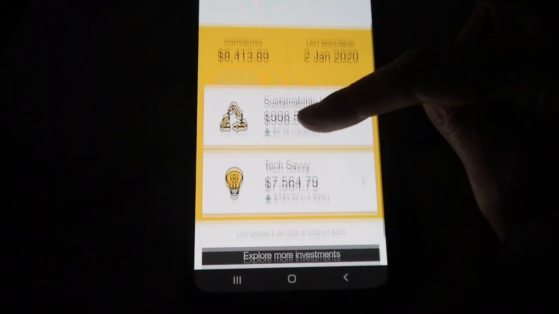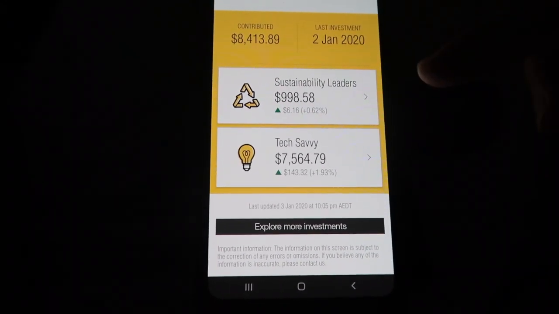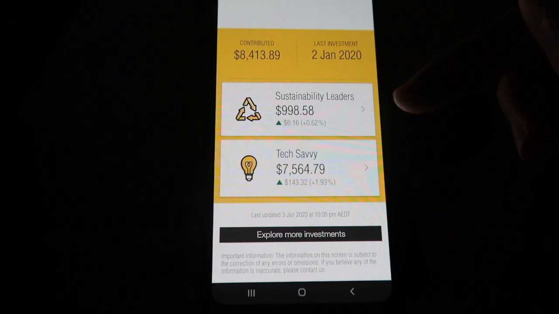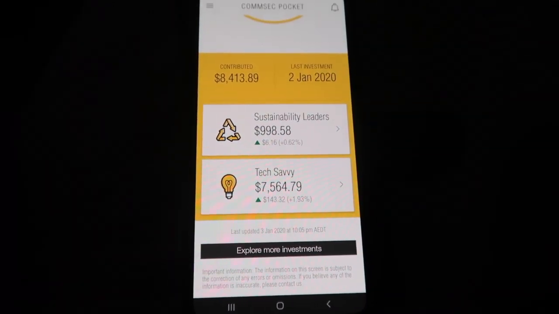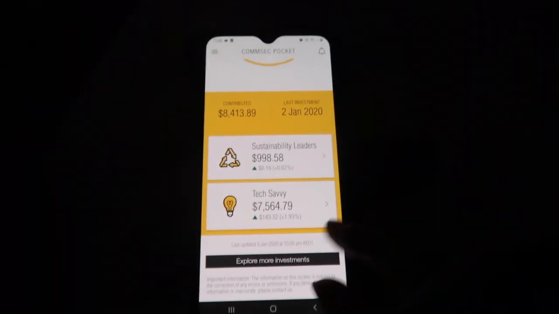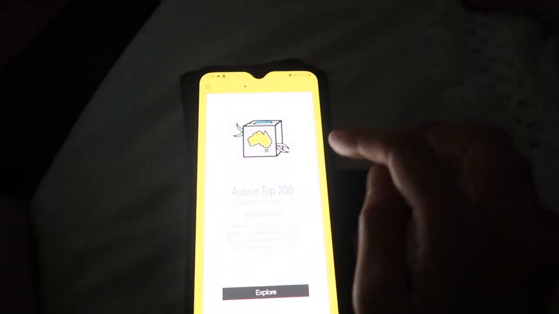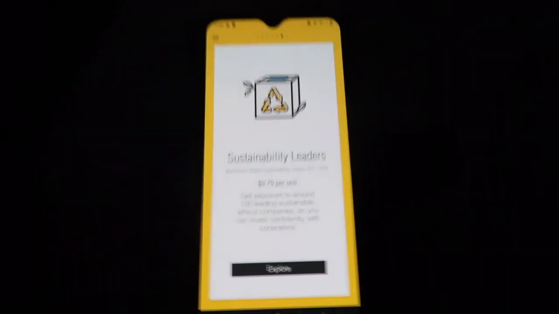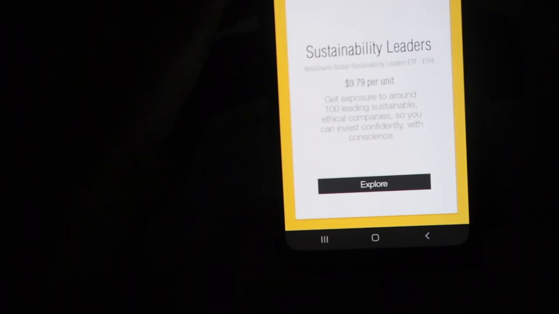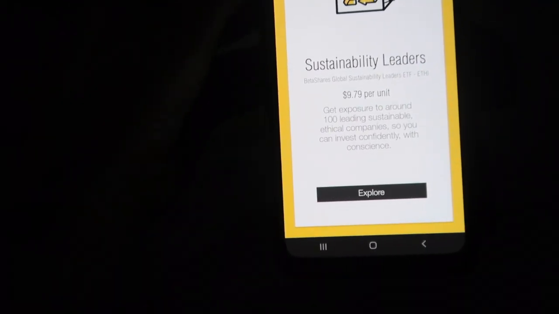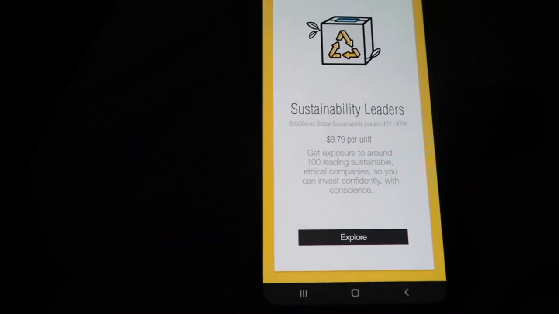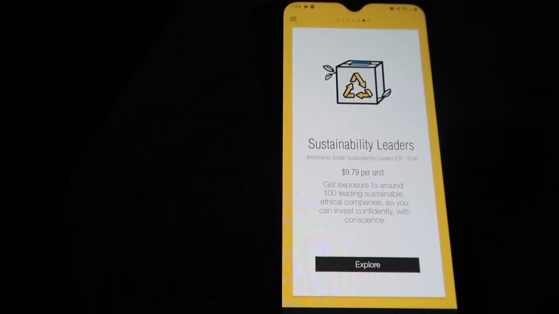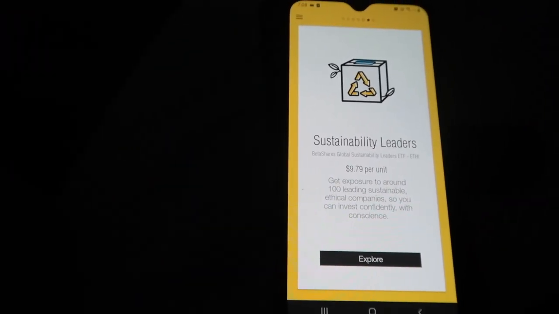I'm going to go up a little bit here. Well, these are my two stocks. So I've got the tech savvy ones, and I've also got the sustainability leaders one now. I'll just show you what they are. You can basically explore investments and go through it all. The sustainable leaders is basically exposure to around 100 leading sustainable ethical companies, so you can invest confidently with conscience. So they're companies that are really good. They basically do the right thing by the environment, and they're also ethical.